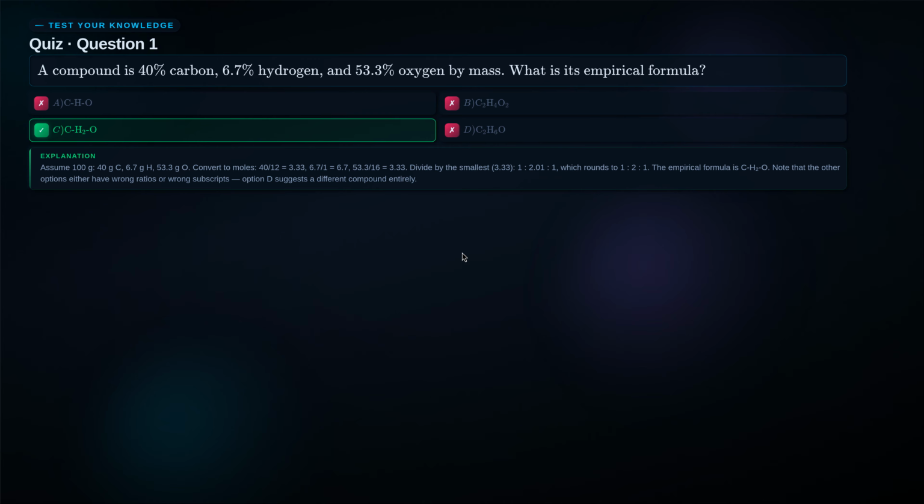Question 2. The empirical formula of a compound is CH2O, and its molar mass is 180 grams per mole. What is its molecular formula? Option A, CH2O. Option B, C2H4O2. Option C, C3H6O3. Option D, C6H12O6. Work it out. The empirical formula mass is 30 grams per mole, so N is 180 divided by 30, and the answer will be revealed shortly.